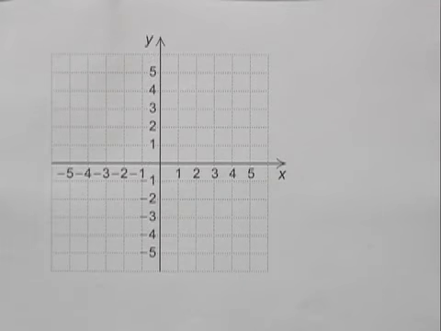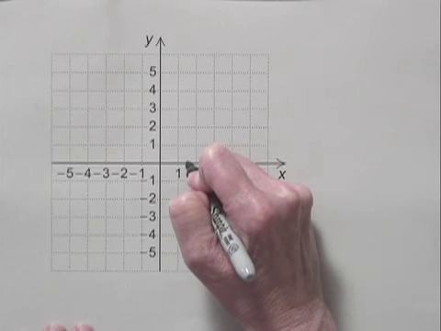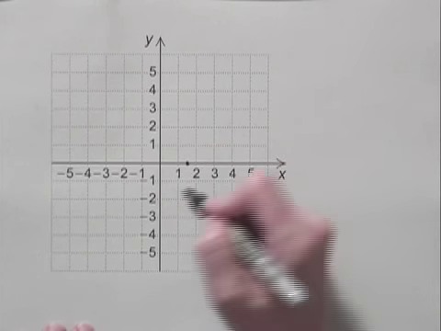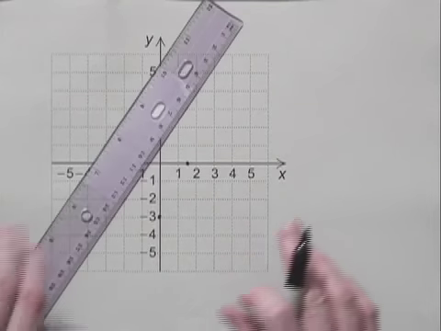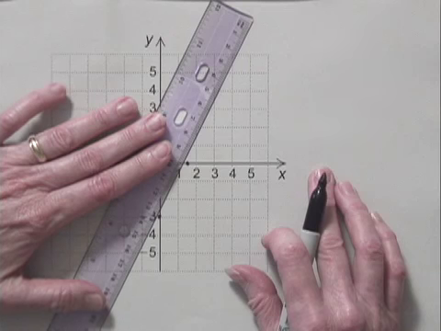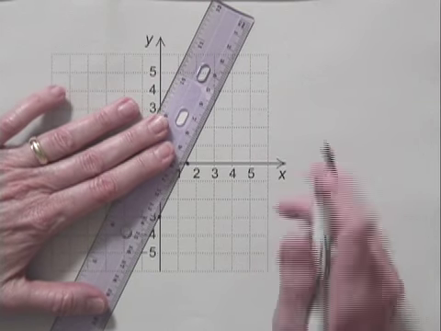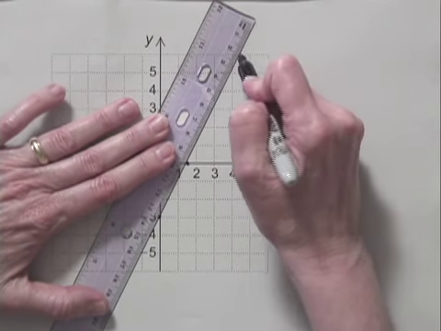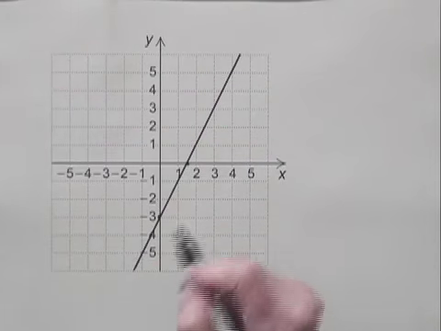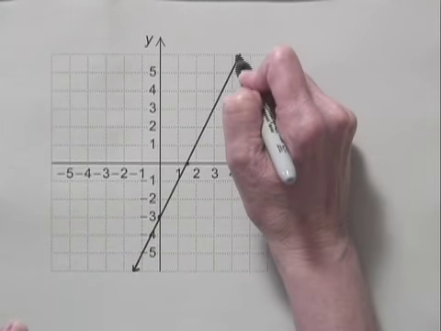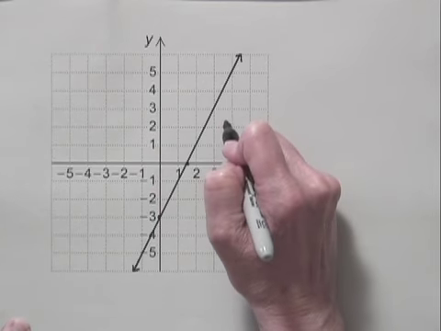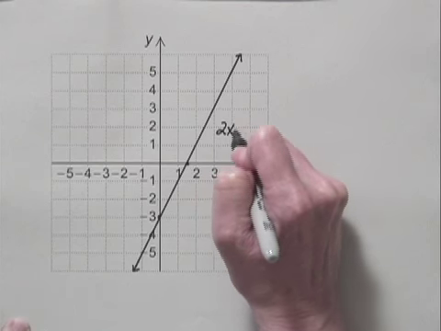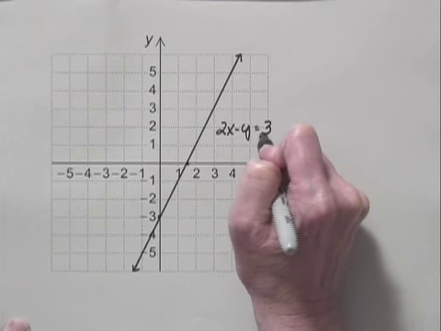Now let's plot these points and graph the equation. We had the point (3/2, 0), which is right here, and we had the point (0, -3). So let's connect those. And we will label the equation. We will label the graph with the equation: 2x minus y equals 3.